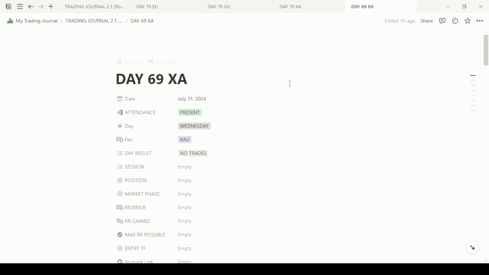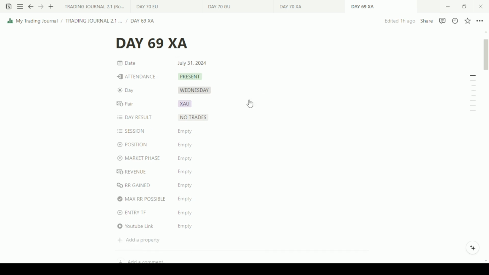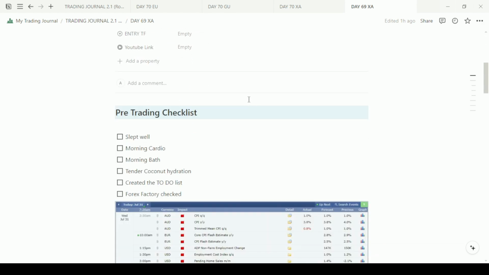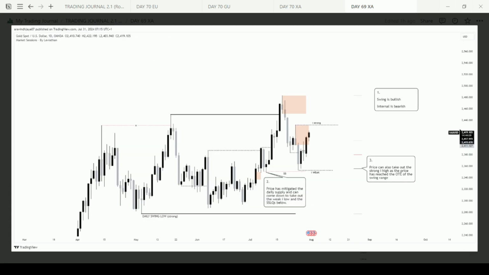So let's start the analysis of the third pair, which is gold. And in gold, also there are no trades today. For gold, there is nothing to say today, but let's do the pre-session analysis and then see what happened to gold on this day.